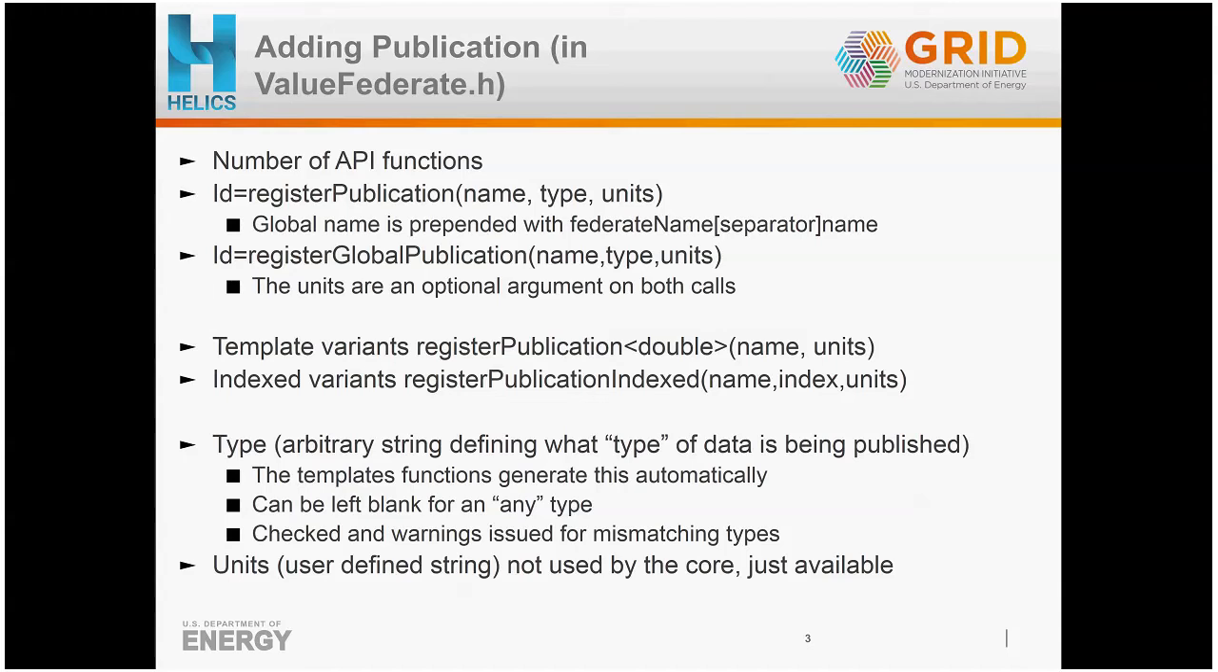Units are also user-defined strings. They're not really used in the core of Helix. They're just available and transmitted throughout the system. They're intended to be used by higher-level APIs for unit translation or other purposes if they so choose.